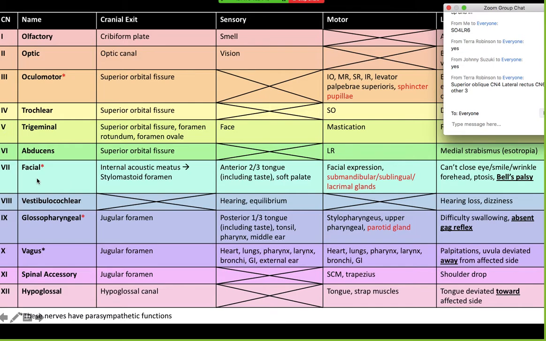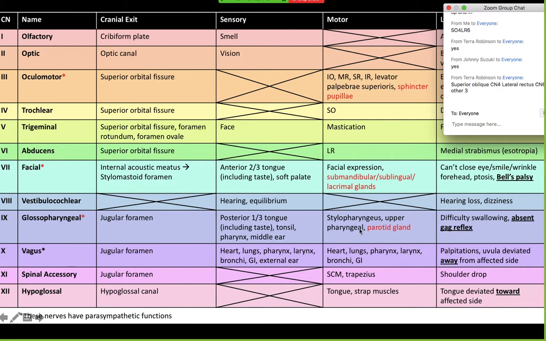And if we have a lesion to the facial nerve, the common clinical correlate associated with that is Bell's palsy. And I'll go over this more later. Okay, so cranial nerve 8, hearing loss.